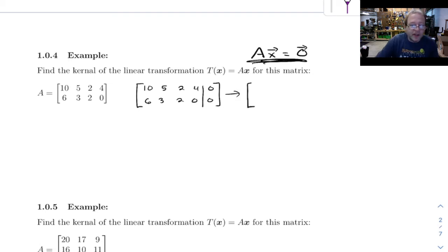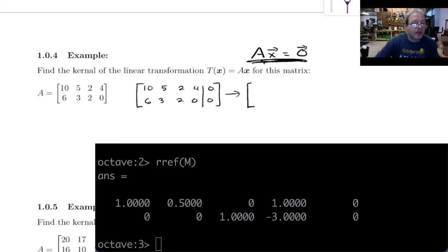Now I've already put that into Octave. If you look at this, when I row reduced it, it gave us 1, 1/2, 0, 1, 0. Then across the bottom, 0, 0, 1, negative 3, 0.